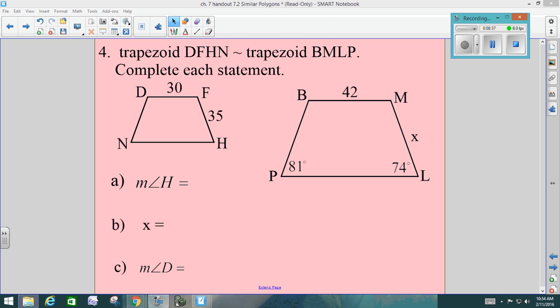Emma, what did you get for the measure of angle H? Okay, look up here. H corresponds with which angle? L. Do you know what the measure of angle L is? So what's the measure of angle H? Nice. For B, we have to find the value of x, which represents a side. Dawson, you got this? Is it 47? Sounds like a no. What did you do?